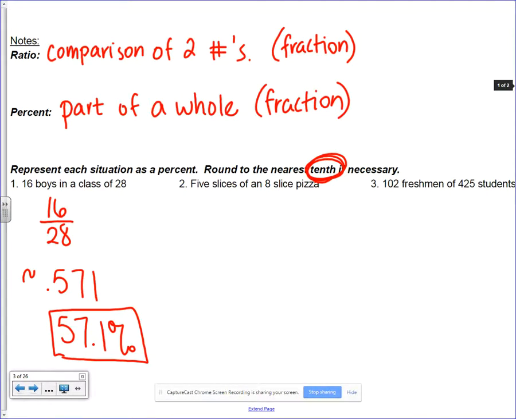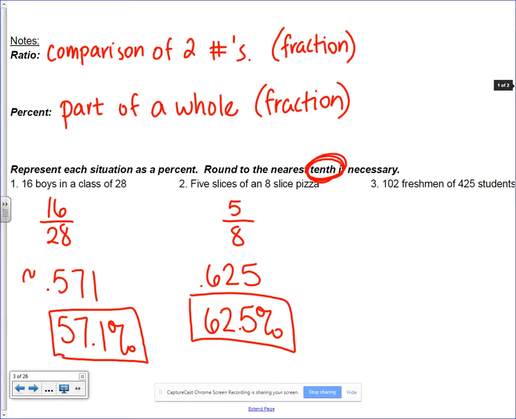5 slices of an 8-slice pizza. So I have a part, which is 5 slices out of the total, which is 8 slices. If you divide that, it will give you a decimal. To turn that decimal into a percent, you're moving the decimal place 2 spots. Folks, this is the same as multiplying by 100 because all percents are out of 100. So if you don't like moving the decimal place, in your calculator, just multiply that number by 100. And you will get a final percentage of that.